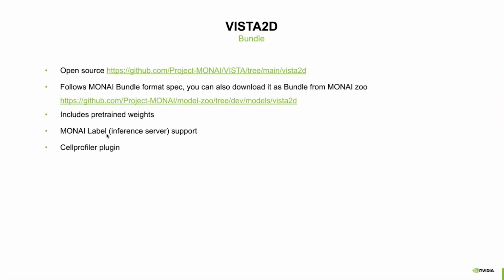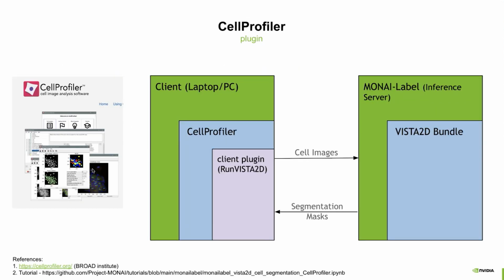And one example of using it I'll show you is with the CellProfiler plugin, which we also enabled. So if you're a researcher working with microscopy images, you probably use or have heard about CellProfiler, which is a nice software with a UI from the Broad Institute, where you can visually load images and then select different image analysis operations that you want to perform on images, maybe calculate statistics or do some processing. So here we added a simple plugin to run VISTA-2D from the UI.